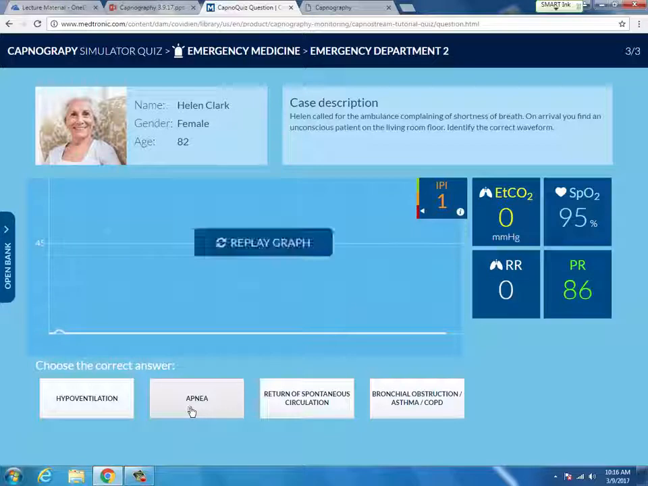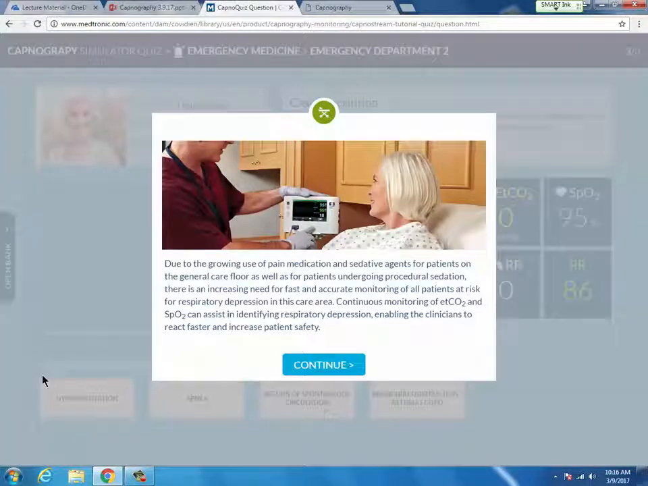Apnea? Sorry, Helen. Let's see what this says. Due to the growing use of pain medication and sedative agents for patients on the general care floor, as well as patients undergoing procedural sedation, there's increasing need for aspirin. Okay. Never mind.